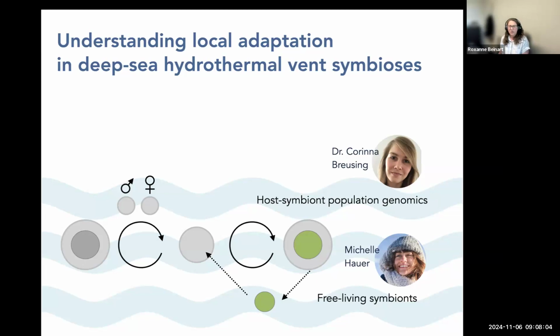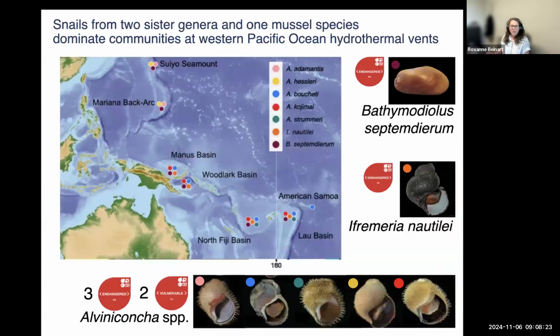And then PhD student Michelle Hauer, who has been focused on understanding the symbionts in their free living stage in the environment. I will also just put in a plug that Michelle has also led an effort to understand how bacteriophage or viruses that infect bacteria might be interacting with symbionts as well, although I won't have a chance to talk about that work today.